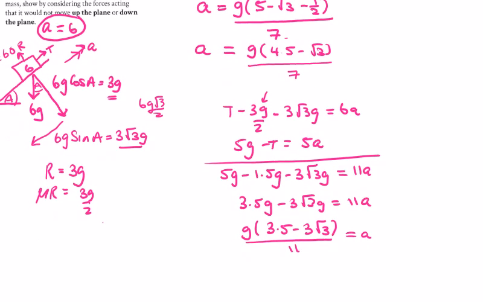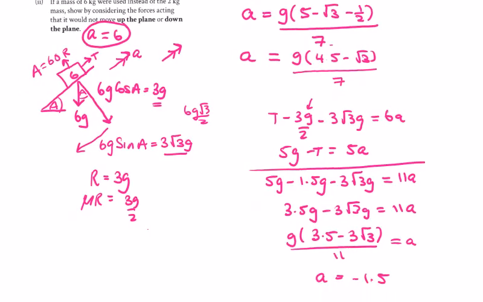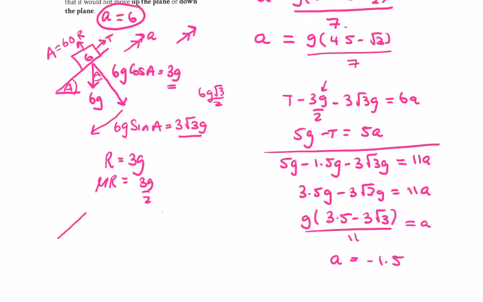So in this case, A is going to look negative. 3 divided by 11, minus 1.5. So we assumed it was going up the plane, so it has negative acceleration. So now it's not going up the plane. So we assume it's going down the plane, which is what they want you to do here. Let's assume it's going down the plane in this direction.